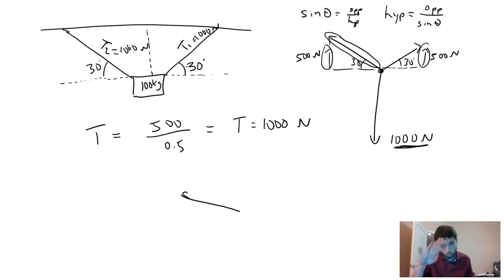All right, so that's 4 kinds of problems you got to know: elevators, tension, pulleys, and inclined planes.